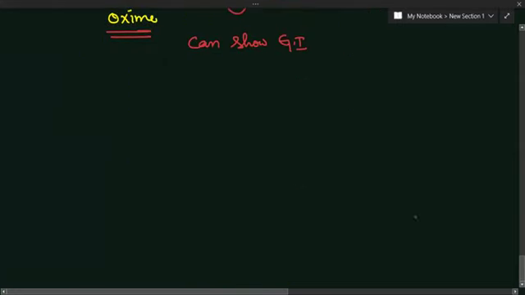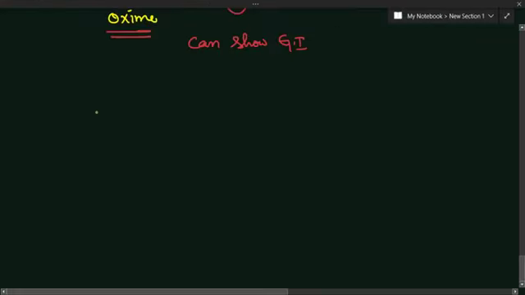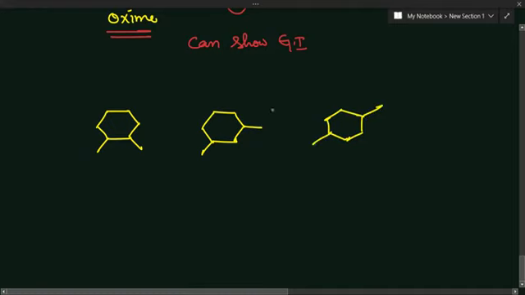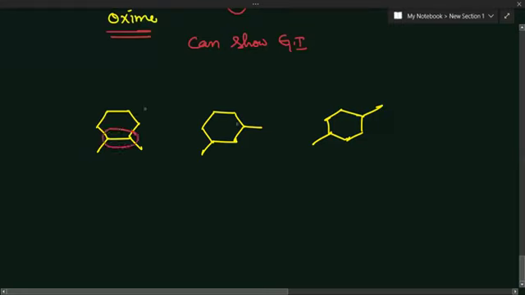Okay. So last example, then I'll wind up. Remaining we'll see in the next lecture. That is, for example, if I take cyclohexane 1,2, or if I take cyclohexane 1,3, yes. Or if I take cyclohexane 1,4, yes. These all can show geometrical isomerism because this is the stereocenter here, and this is the stereocenter here, and this is the stereocenter here. These three can also show it.